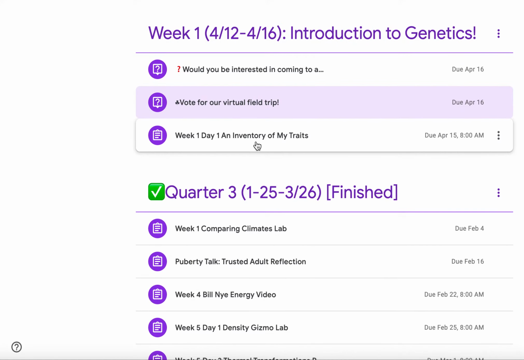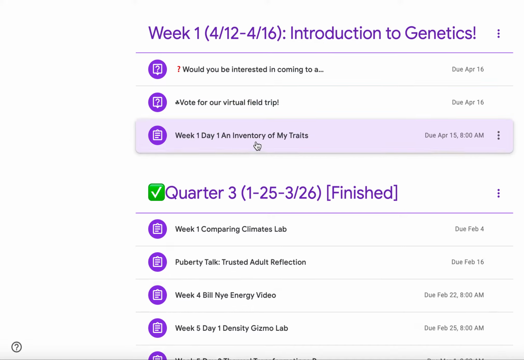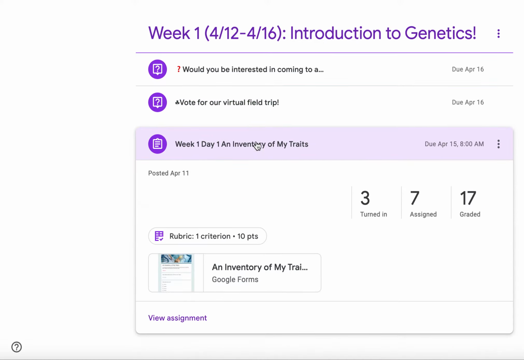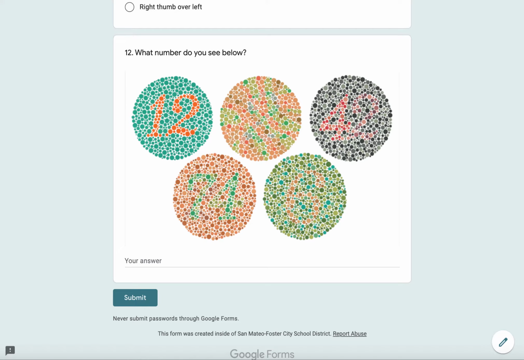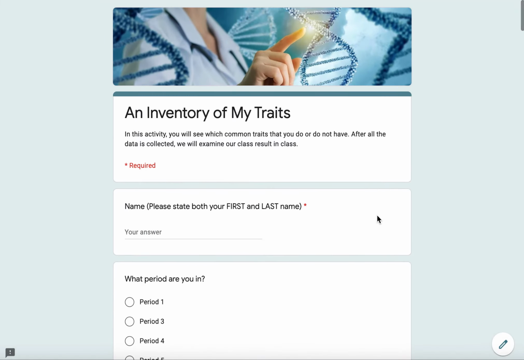Week 1, Day 1, an inventory of my traits. Go ahead and click on this Google form right here. Again, this is under the voting questions we had earlier in your Google Classroom under Week 1, Introduction to Genetics. Let's take a look at this Google form.